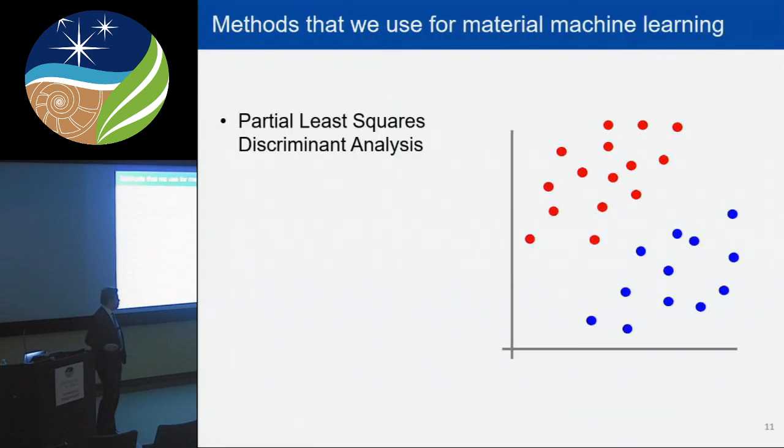Let me briefly introduce the methods that people use in machine learning, specifically for the materials domain. I will just try to give you an intuitive understanding of these methods, so no math is involved right now. One of the methods is called partial least squares discriminant analysis. If we have a two-class problem, you have red circles and blue circles, you want to separate them somehow, and you want to draw the boundary.